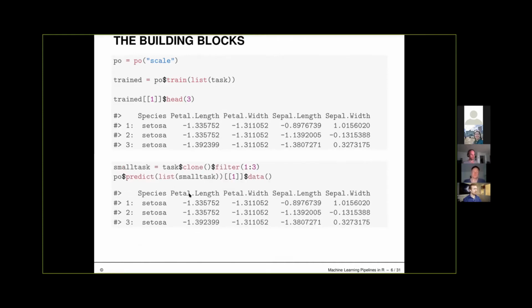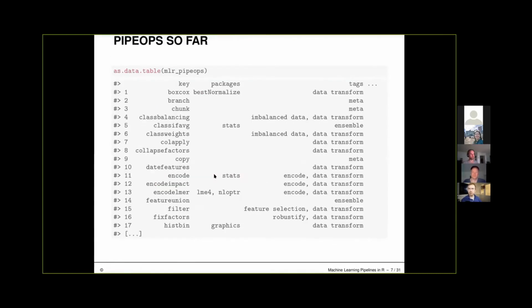And during prediction, well, again, you use your pipe operator, you use your prediction function, again you use a list, and up here I just created a smaller task. Some of the extra code here is just there so you can squeeze all of the output on the slides. So it's basically just PO predict from a list on the task, and you can see here how I'm now transforming this new data with the learned parameters.